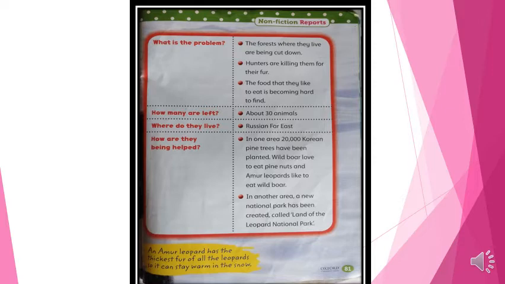In another area, a new national park has been created called Land of the Leopard National Park. This is a very good effort from the human beings, that they have created this park where armor leopards live, and they are protecting armor leopards by making it. Okay, now come to this one. An armor leopard has the thickest fur of all the leopards, so it can stay warm in the snow. So God has gifted armor leopard with the thickest fur to stay warm, as it is living in the snowy forests.